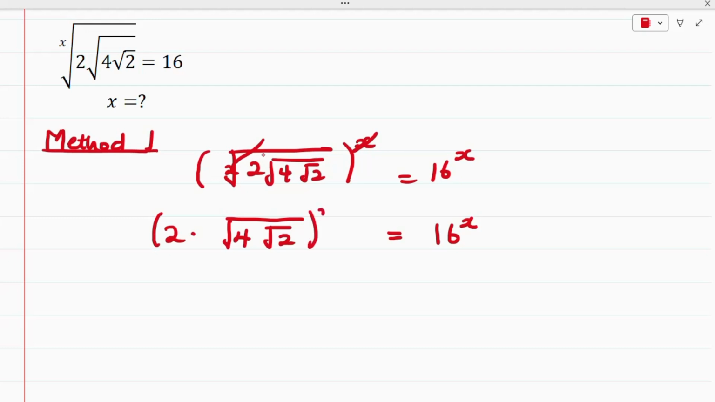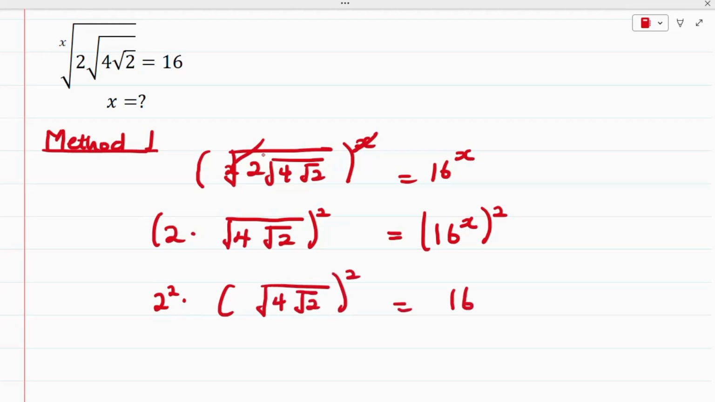So right here we want to simply square both sides. So squaring both sides, we have 2 raised to the power of 2, multiplied by the square root of 4 into the square root of 2, raised to the power of 2, is equal to 16 raised to the power of x multiplied by 2, which is 2x. So 2 raised to the power of 2 is 4. This is going to cancel out this, so we have 4 multiplied by the square root of 2, and this is equal to 16 raised to the power of 2x.